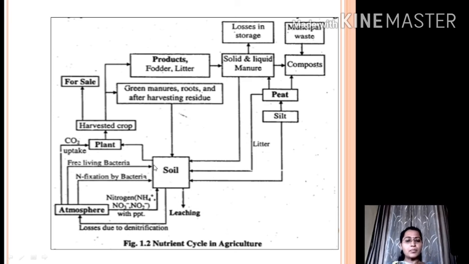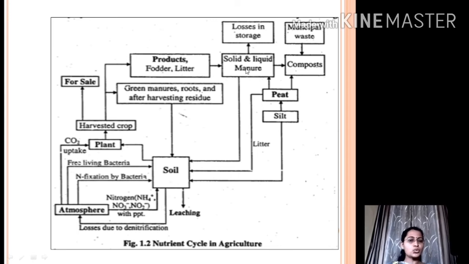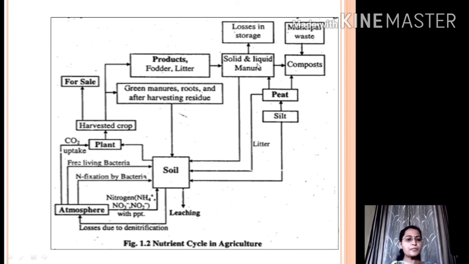Soil provides much nutrient to the plant and that plant goes up to the harvested stage. After harvesting, the harvested crop is ready for sale, while the remaining part of the crop, that is fodder and litter, is converted into liquid and solid manures. These are converted into compost or directly used in the soil. Due to this solid and liquid manure preparation, there are losses of nutrients due to storage.